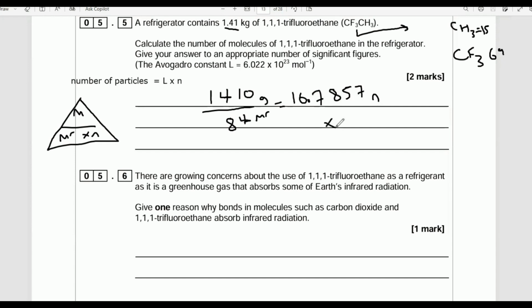Let's keep that all in the calculator. Now let's times that by Avogadro's constant, because we want to do n times L to get the number of particles. So times 6.022 times 10 to the 23. Smash that in the calculator. Hold on, I just deleted my calculator. Working out 16.7857 times 6.022 times 10 to the 23 equals 1.01 times 10 to the 25. I can probably just round that to 1.0 times 10 to the 25. Let's move on. That would get you all the marks.